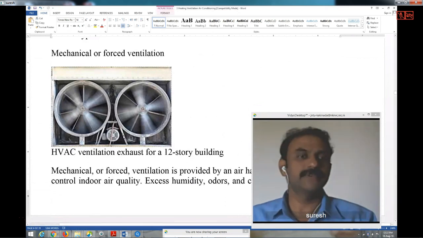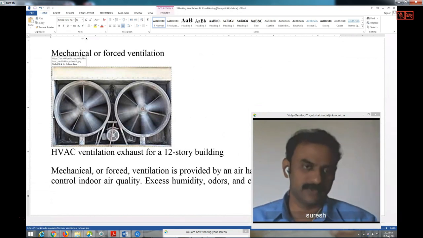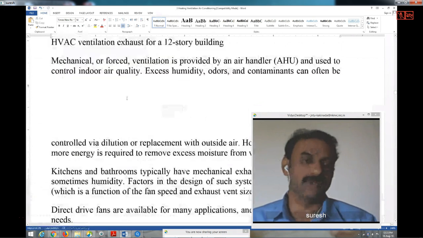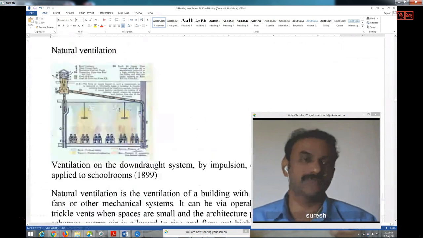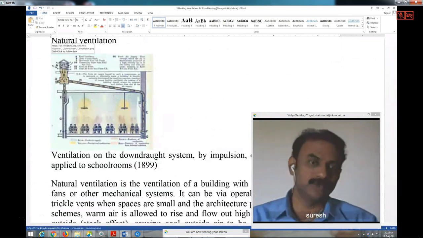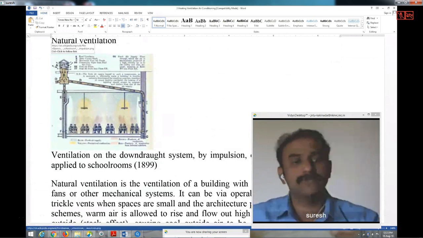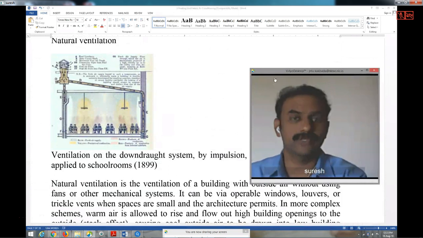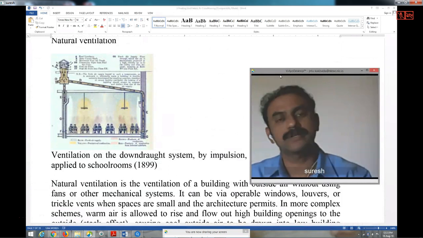So, HVAC installation exhaust for a 12 story building. This is the photograph that was taken of the heat exchange or ventilation exhaust, which is placed for a 12 story building. Then natural ventilation. So natural ventilation means, here the persons who are sitting, this is provided with more windows and more doors, so that the air is going to circulate freely throughout this particular room through the open windows or open doors. So this is called the natural ventilation process.